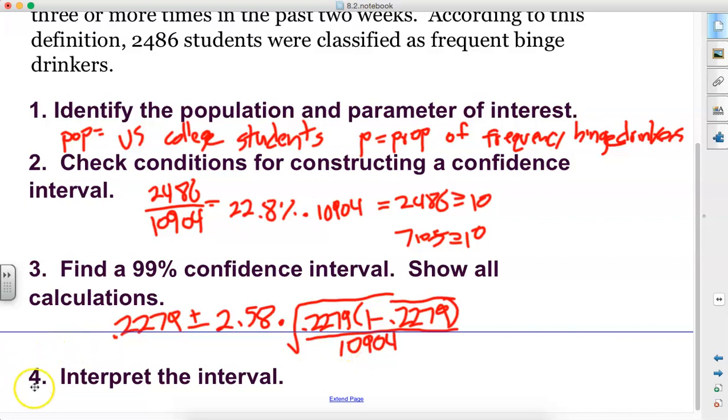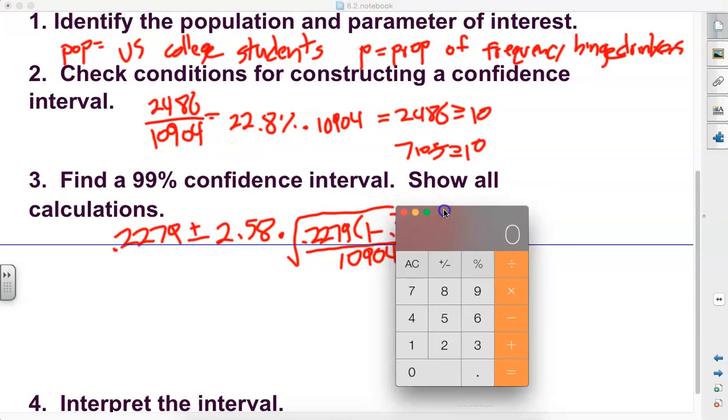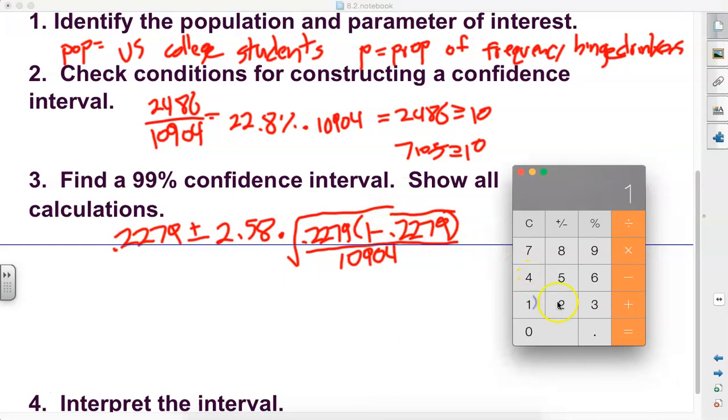All right. Okay, so let's see if we can calculate that using this little tiny calculator. So let's do 1 minus 0.2279 first. Okay, so this is the value in the parentheses. We're going to multiply that by 0.2279, and then divide that by 10,904. Okay, so we get this value, and we're going to take the square root of that. This calculator doesn't have a square root, so I'm going to do it on my big calculator. You take the square root of that, you get 0.0040.